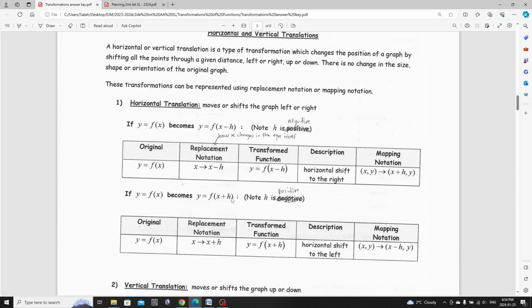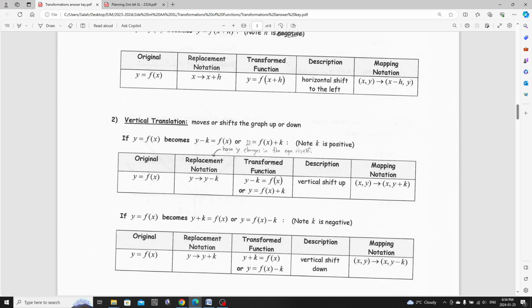Okay? Now, horizontal translation is actually, in my opinion, the hard part. Vertical translation is a lot more straightforward. Okay? So for vertical translation, we're moving up or down. So here, our x coordinates are not changing. Okay, the x values in our coordinates, they're not changing. Those guys are staying constant.